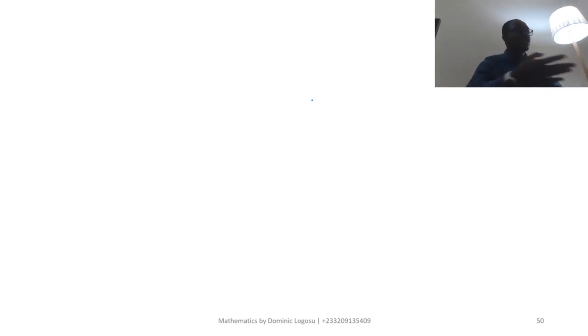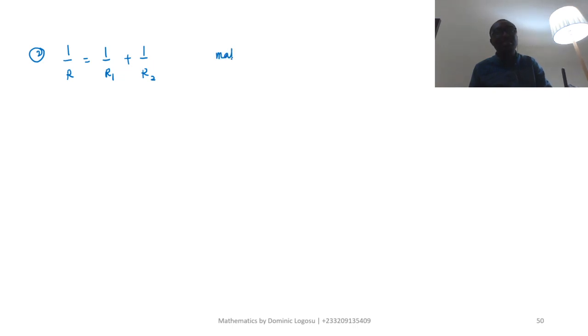In the next slide, we're going to take the next topic. Now, the next topic is similar to what we solved, but there's a bit of a twist to it. The next question: we have 1 over r equals 1 over r1 plus 1 over r2. We have to make r the subject.